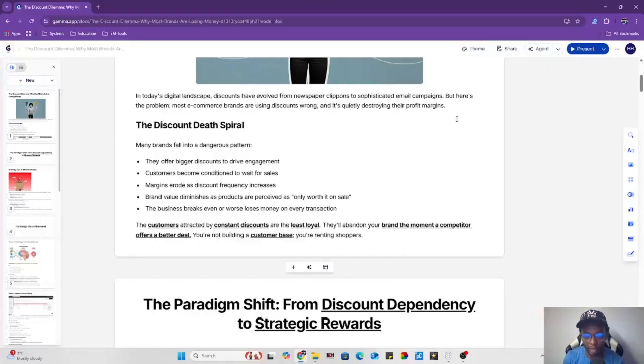It's going to cheapen and lower what your brand is in your customers' eyes, and we do not want to do that. The business breaks even, or worse, loses money on every transaction, and that's exactly what happens to most people who utilize discounts to drive engagement and keep people attracted to their brand. Most of the time they lose money on every transaction, and that's how a lot of e-commerce brands shut down.